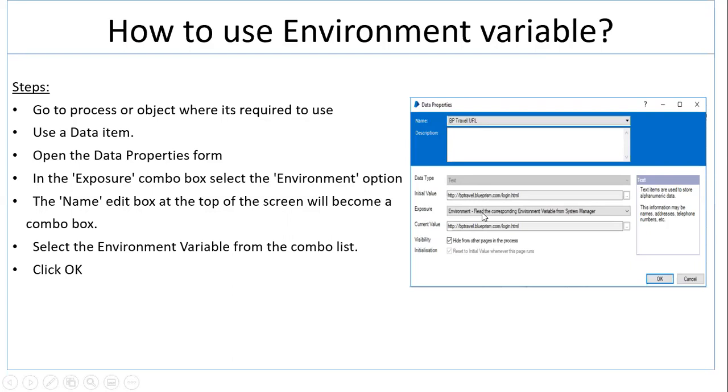You have to switch that from none to environment. You'll have one more option, static. So out of all these three, you have to choose environment. As soon as you choose environment, you will be able to see a drop down under name; till then it will be an edit box. As soon as you choose exposure type as environment, it will change to a drop down. From the name drop down, you will be able to see the list of environment variables which are defined in the process or object you have selected. You have to choose the environment name exactly as you defined in the system manager, because that will be listed in the drop down. Then click OK.